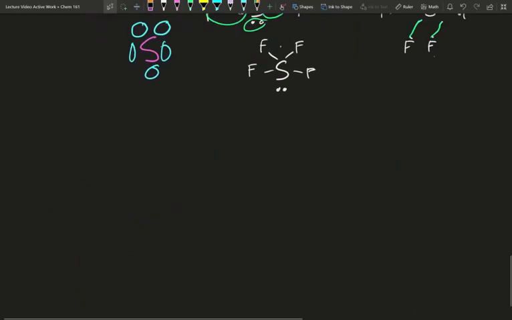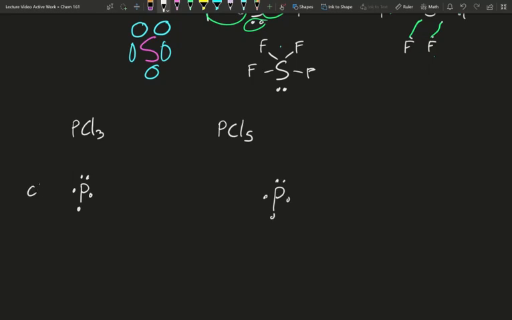So let's give a practice. PCl3 versus PCl5. See if you can draw those two Lewis structures. If you're back, well, phosphorus is like nitrogen, so it's going to be 5 valence electrons. Our chlorines, really they have 7, but there's only the one unpaired, so I'm just going to draw the one unpaired to make our life quicker.